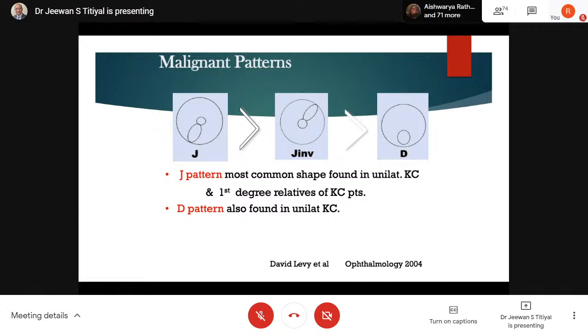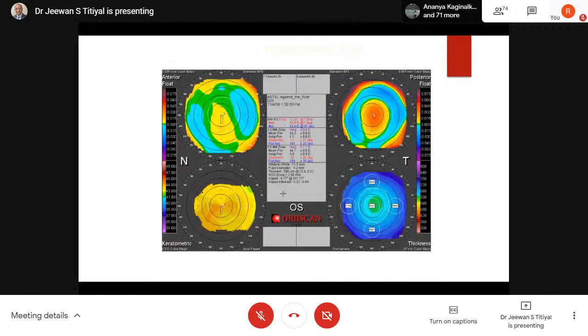So if you look into these parameters, whenever you're taking history of a patient coming for a refractive procedure, never forget to ask 2 questions. One is a family history of keratoconus. Second is a family history of high myopia. These 2 things are very important because that will give you a lot of clues for a patient who may not behave properly after you do a refractive procedure.